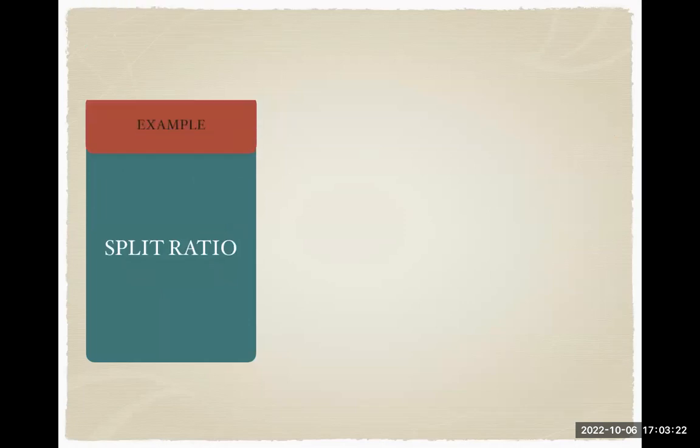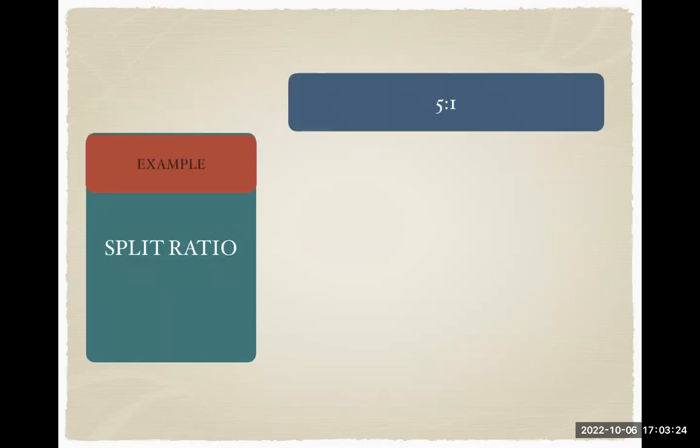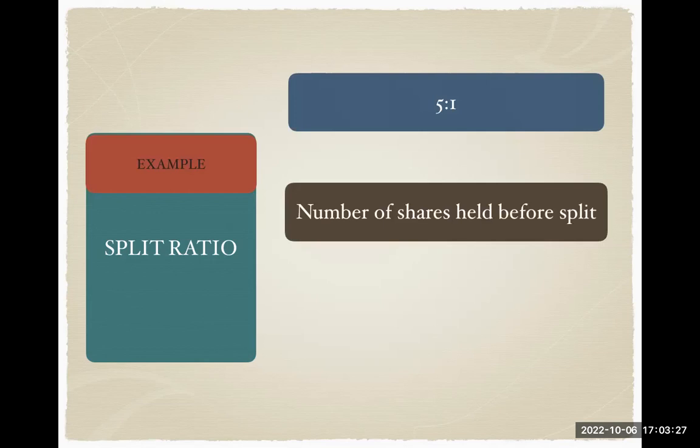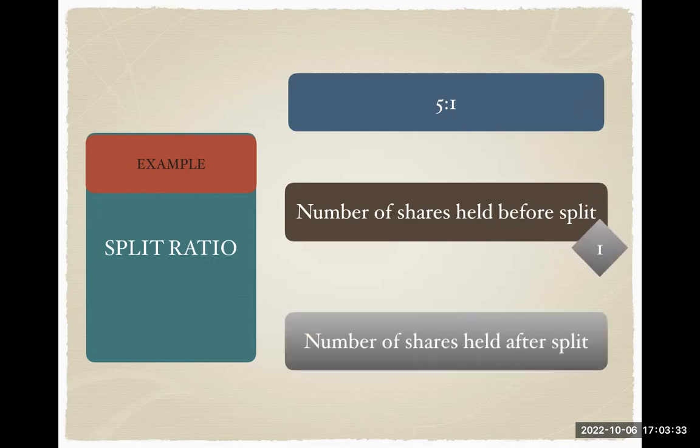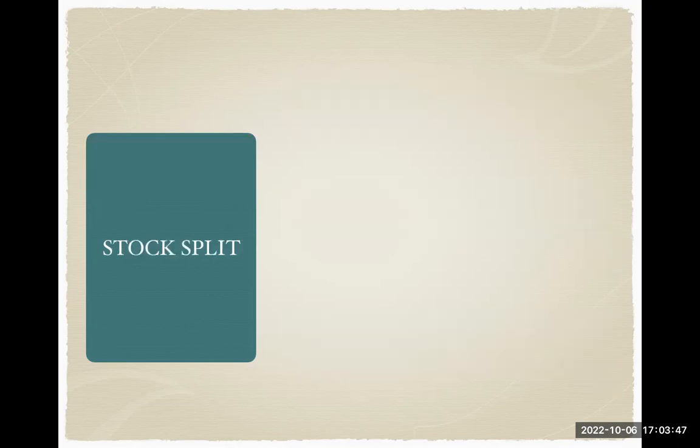Let's understand the split ratio. Let's take an example, 5:1. How do we interpret this split ratio? It means that the number of shares held before the split is 1. The number of shares held after the split is 5. So the former number, that is 5, is the post-action entitlement. The latter number is the number of shares that you're currently holding.